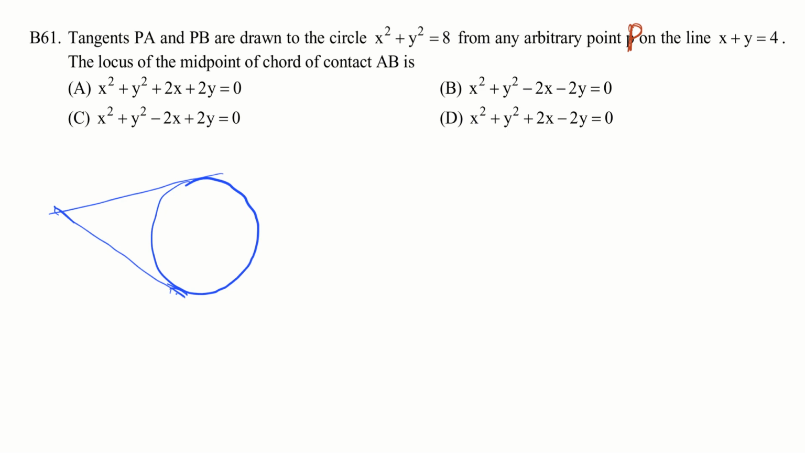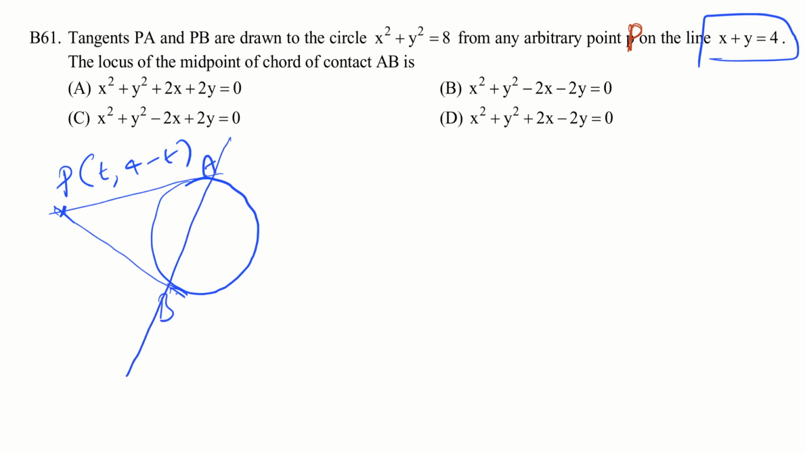In this problem, suppose this point is P. As it lies on the line x plus y equal to 4, I assume the coordinates as (t, 4 minus t). Now, this is the chord of contact. These are PA and PB, the tangents. This is the chord of contact. What I want is the locus of the midpoint. If I call the midpoint (x1, y1), I want its locus.